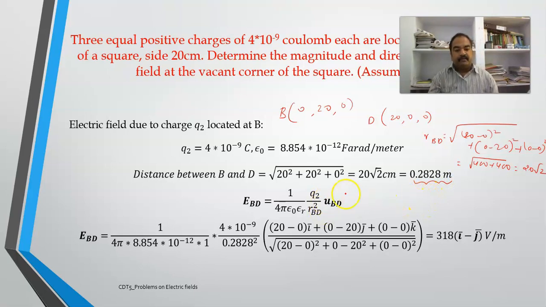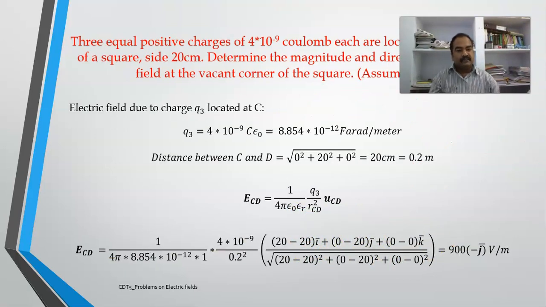Okay. Now this is the distance. The charge is constant here also. This is the epsilon naught value. Epsilon r is already 1. So substituting, you will be getting this equation. And you know the unit vector. I have already told you how to determine it: 20 minus 0 into I bar, 0 minus 20 into j bar, 0 minus 0 into k bar, by the square root of this square plus this square. So this is the answer.